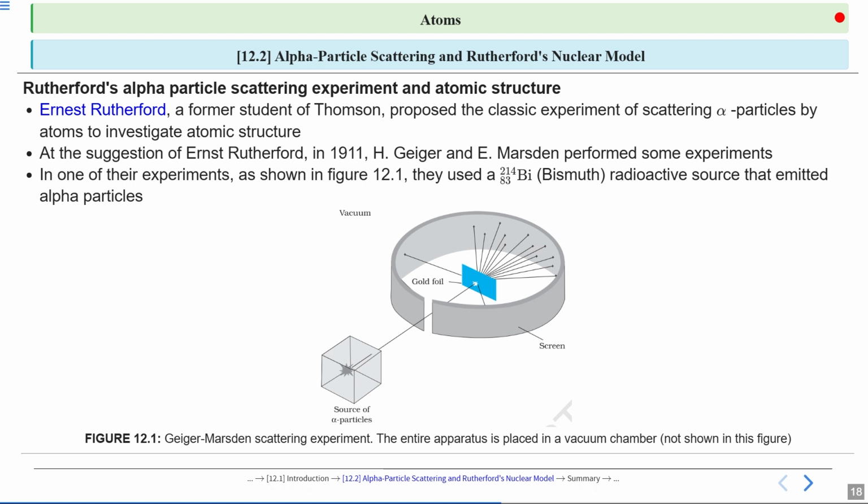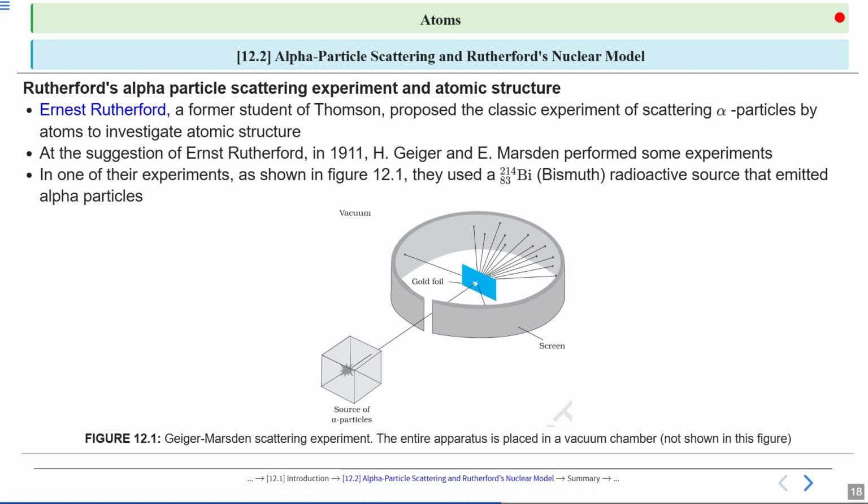Okay, so figure 12.1, the setup involved directing these alpha particles at a thin gold foil and detecting how they scatter. The entire apparatus was placed in a vacuum chamber to prevent air molecules from interfering. This experiment provided the evidence that led to the nuclear model of the atom, which we will discuss in detail next. You can see in figure 12.1 the Geiger-Marsden scattering experiment. The entire apparatus is in the vacuum chamber.